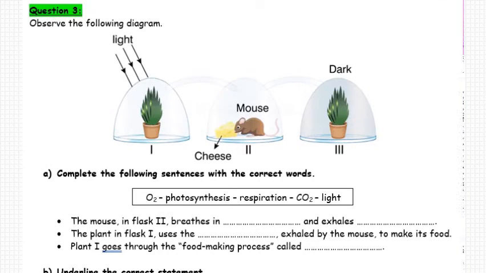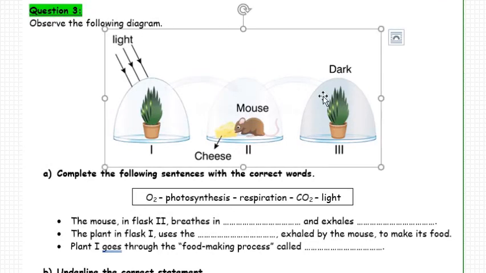Third question. Observe the following diagram. We have three different flasks: flask 1, 2, and 3. In flasks 1 and 3, we have two plants. One of them is in the light, the second one is in the dark. In the middle, in flask number 2, we have a mouse eating cheese. Complete the following sentences with the correct words.